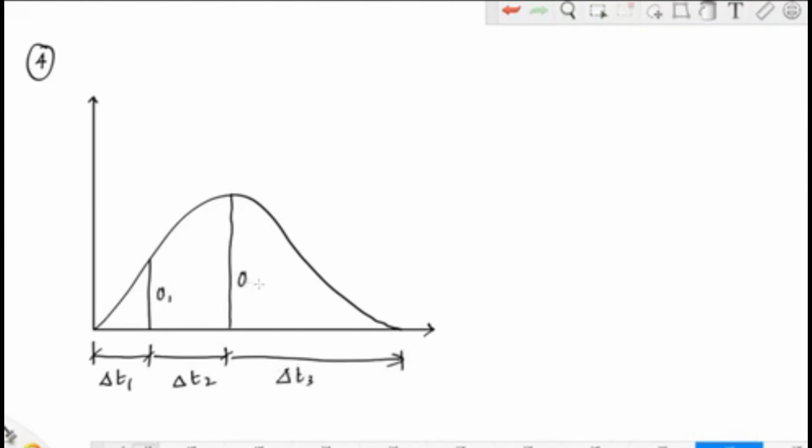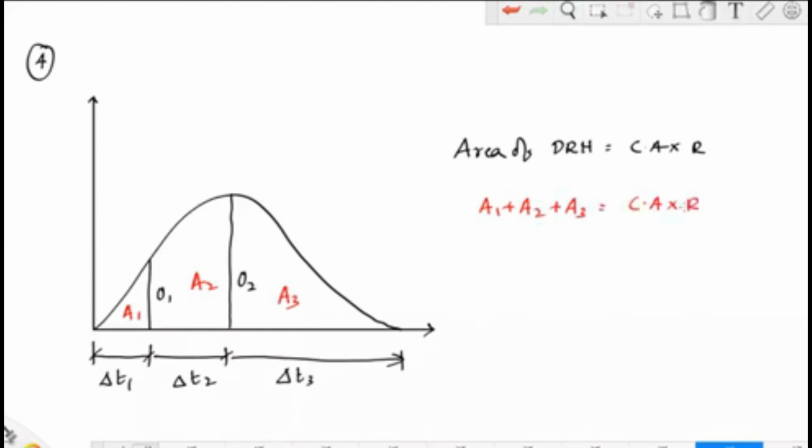Suppose if you get the delta T different, then what you have to do is area of DRH is equal to catchment area into runoff value. So here in this case, area 1, area 2, area 3 separately you have to find out. So area 1 plus area 2 plus area 3 will be equal to catchment area into runoff depth. Separately you have to do. So these are 4 cases which are possible in a direct runoff hydrograph.